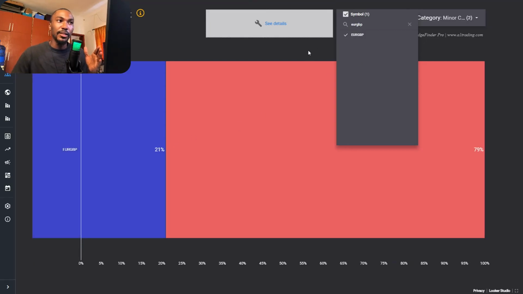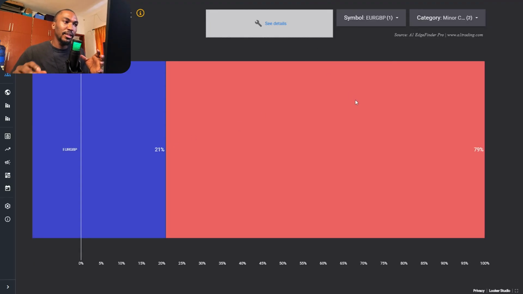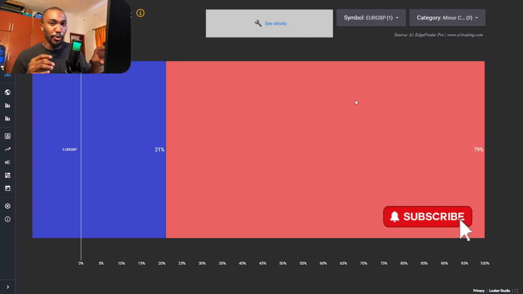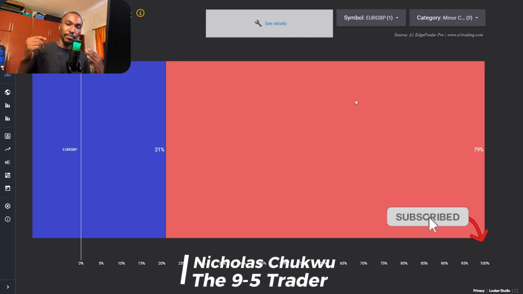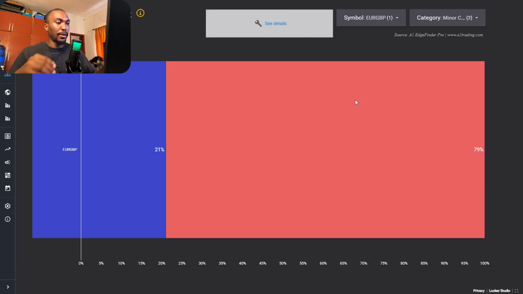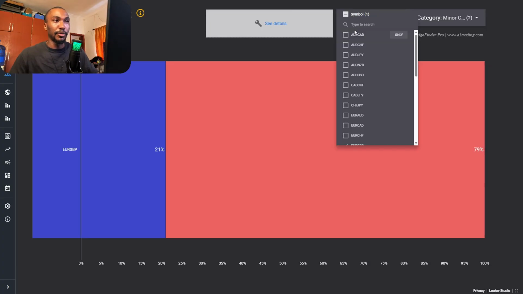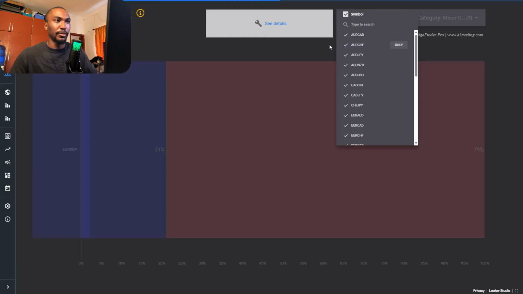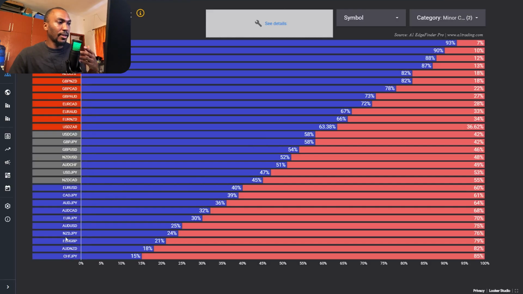The retail traders are literally 79% minded to buy the pounds against the euro. Advice: if you want to go against the retail traders, you should be buying the euro against the pound. Up next, after that, is the New Zealand dollar against the Japanese yen. You should be buying the New Zealand dollar and selling the yen, and you should be buying the Australian dollar and selling the US dollar.